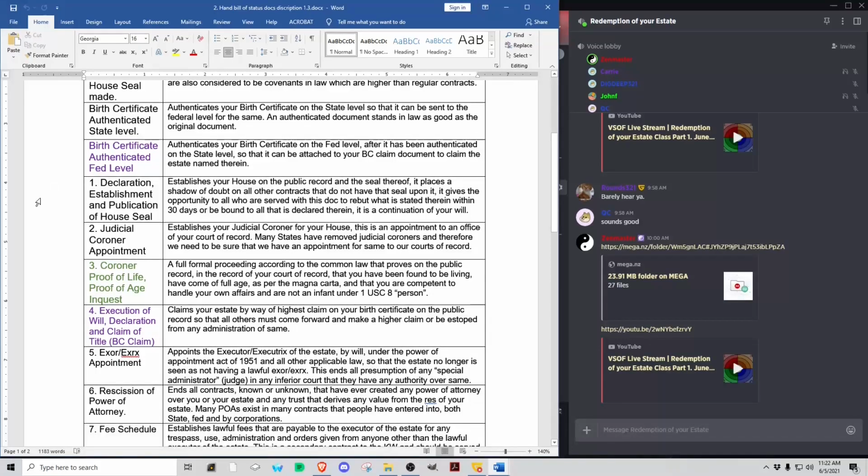So you get your seal made, get your birth certificate authenticated. You do your declaration, establishment and publication of house seal. This establishes your house in the public record and the seal thereof. It places a shadow of doubt on all other contracts that do not have your seal upon them and gives the opportunity to all who are served with this doc to rebut what is stated therein within 30 days or be bound to all that is declared therein, as a continuation of your will. Every single one of the status documents is basically that. It's a continuation of your will, or an execution of your will.